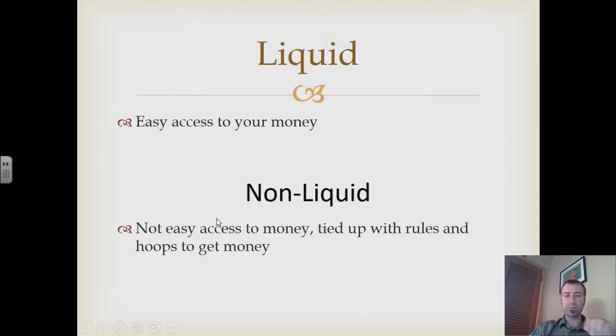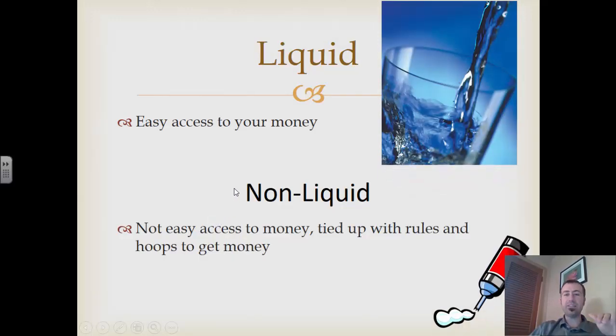Now the next category is liquid versus non-liquid. Easy access to your money or hard access to your money. If I take a glass of water and I pour it upside down, the water comes out very easily. It's very liquid. So if I can easily turn an investment into cash, it's considered liquid. However, there's some things like shaving cream or whipped cream. It's in the glass, and I try and turn it upside down, it may not come out very quickly. And so there are some investments that you put your money in, and it takes a while to get your money out because there's rules that are tied up, or it's hard to find someone to sell the product to. So some things are considered liquid, some things are considered non-liquid.